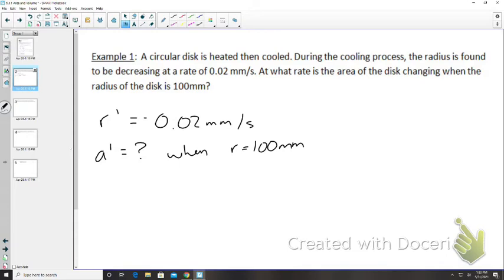Okay, so we are asked, how is the area changing as the radius changes? So what is my formula for area of a circle? A equals pi r squared. Yeah, excellent. Pi r squared sounds like area to me.